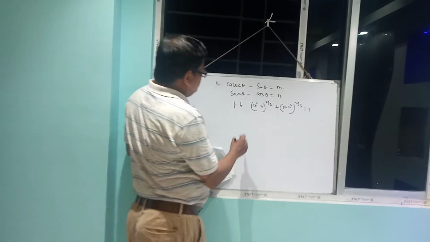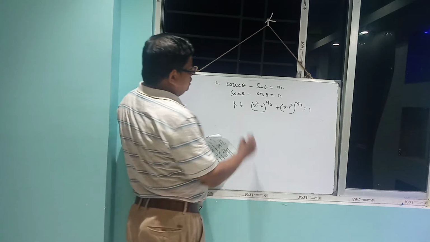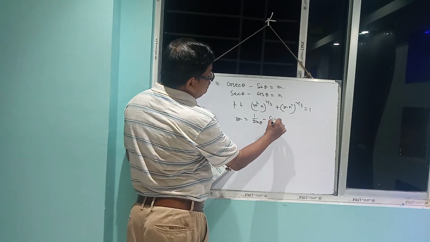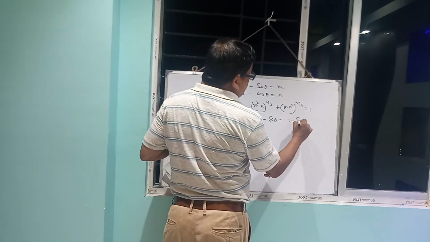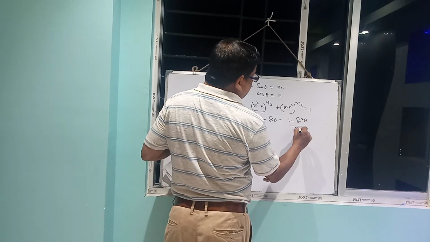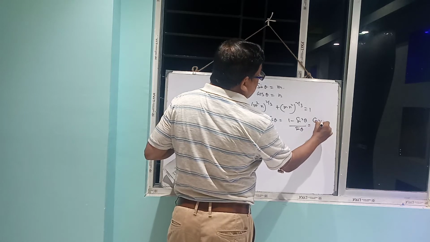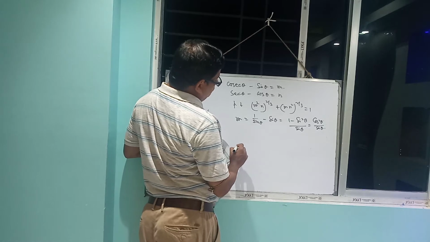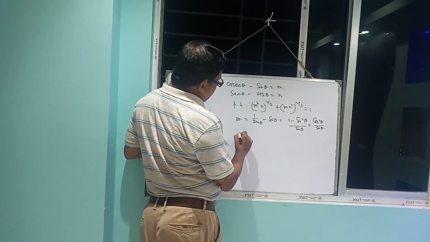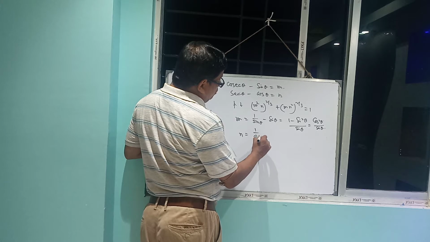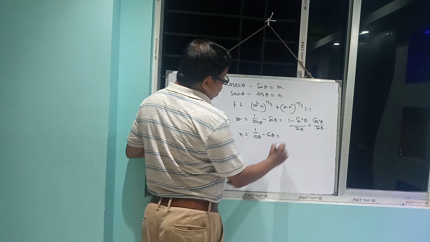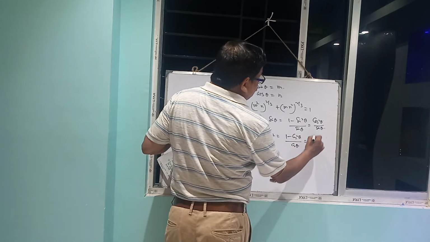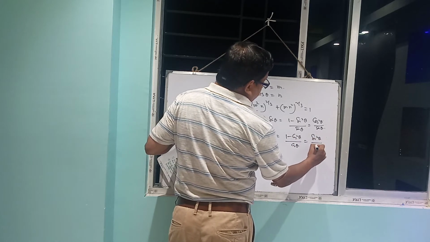First write, look here. Cosec is 1 by sin. So write m equal to 1 by sin theta minus sin theta, which is (1 minus sin square theta) by sin theta, so cos square theta by sin theta. Similarly find n. n equal to 1 by cos theta minus cos theta, so (1 minus cos square theta) by cos theta, which will be sin square theta by cos theta.